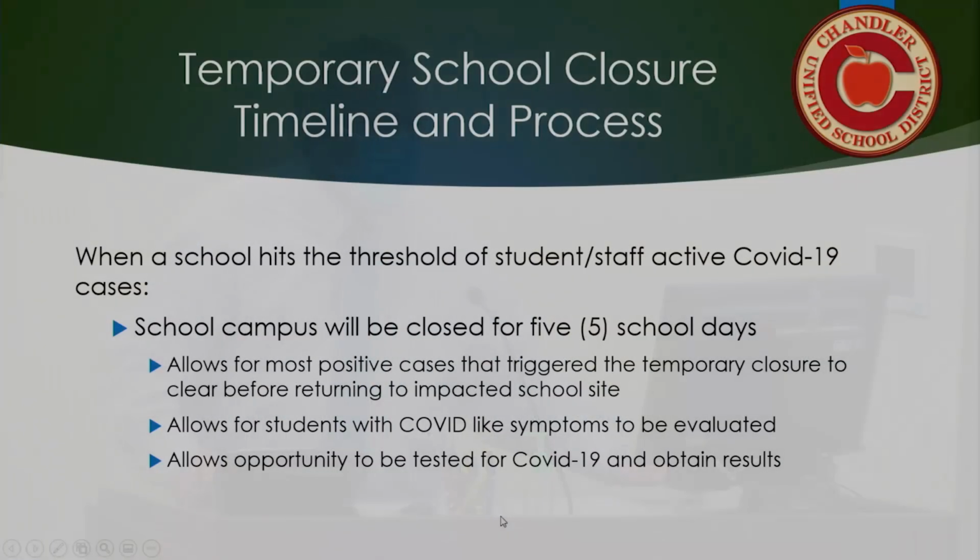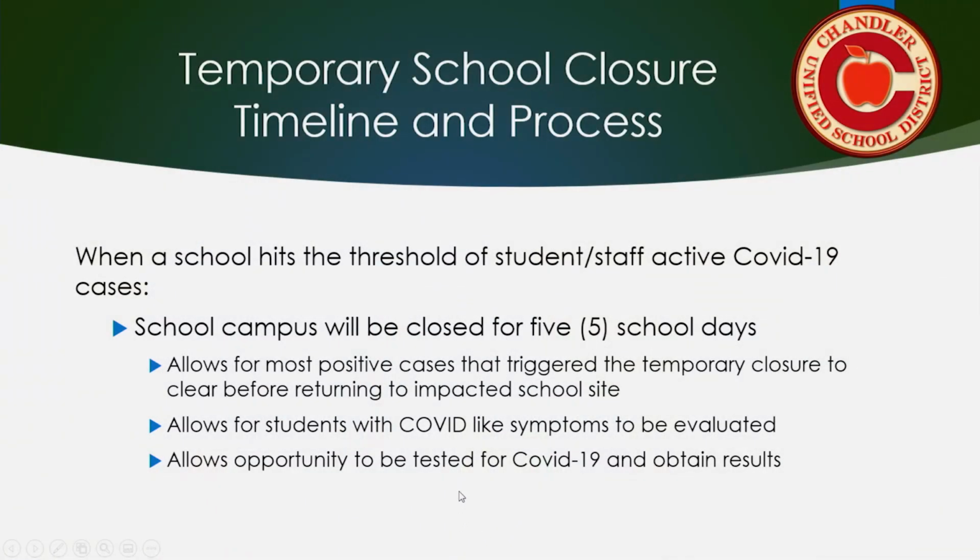When a school hits the threshold of student and staff active COVID-19 cases, the school will be closed for 5 days. Now that 5-day closure may accompany a weekend, which will require a 7-day rest time for that school. If it hits the 5 days within a week, of course, we'd have a 9-day. But what we're sure of is that it would allow most positive cases that triggered the temporary closure to clear before returning to the impacted site. So it would give us the required time for everybody to come back in with a fresh start, and for that to dissipate through that area or that community.